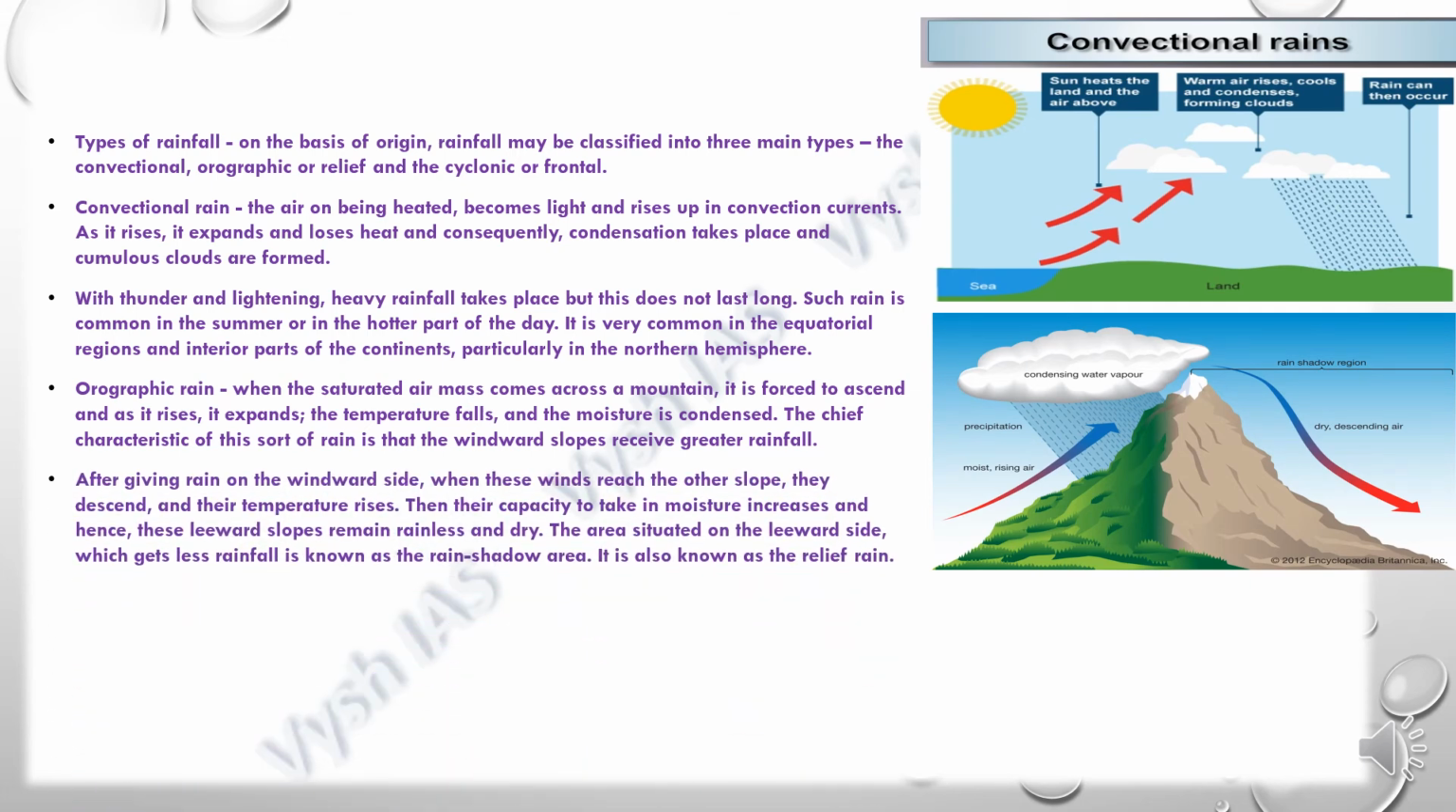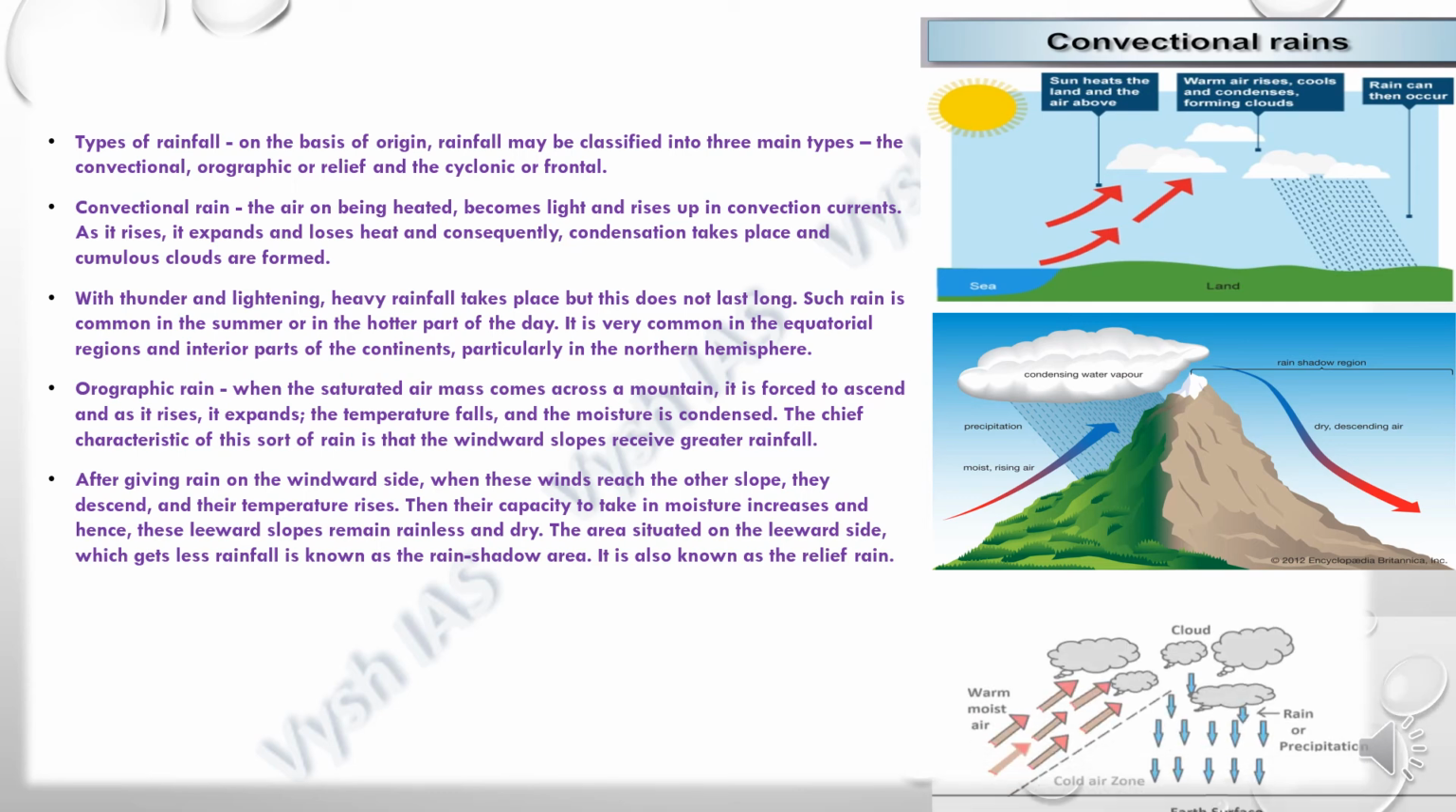So after giving rain on the windward side, when these winds reach the other slope, when they take an inverted U-turn like this, then what will happen? Then the capacity to take in the moisture will increase, and hence the leeward side of the slopes will remain rainless and dry. So the area situated on the leeward side, which will get less rainfall, is known as the rain shadow area, and it is also known as relief rain.